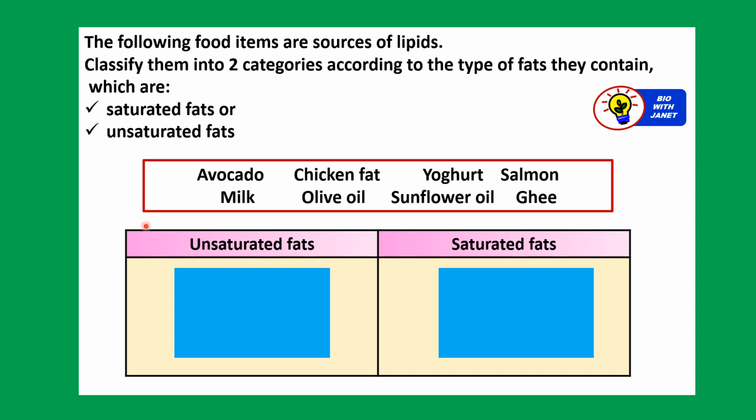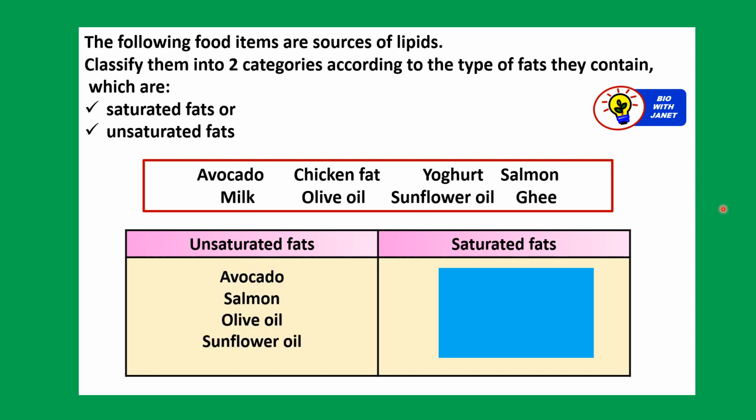Unsaturated fats are the healthy fats that do not cause a rise in the cholesterol level. Okay, so they are usually the vegetable oils, and their sources can be from nuts or fruits like avocado, and vegetables, yeah, vegetable oils. So examples will be avocado, olive oil, sunflower oil, and then we have salmon.